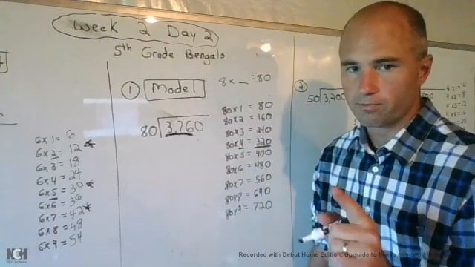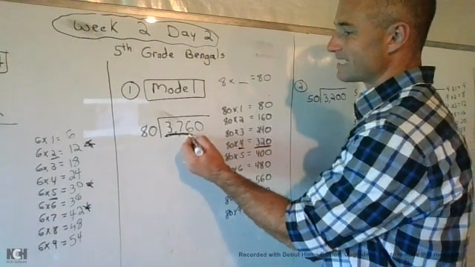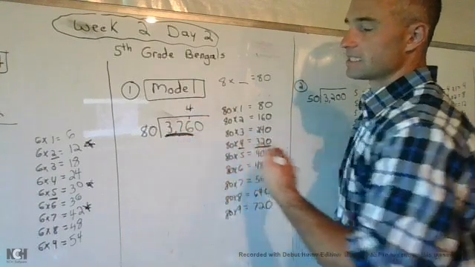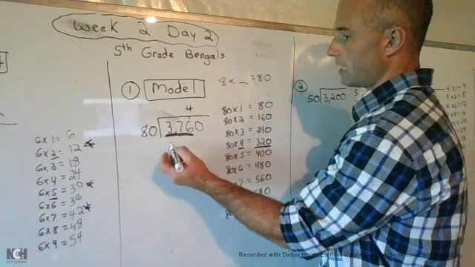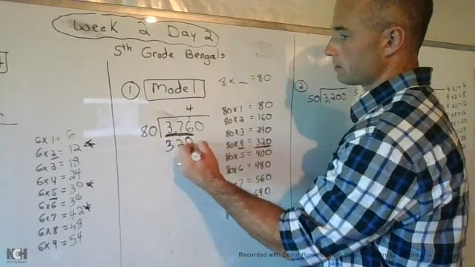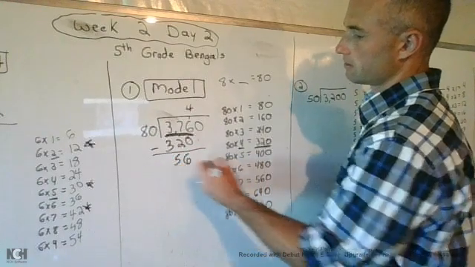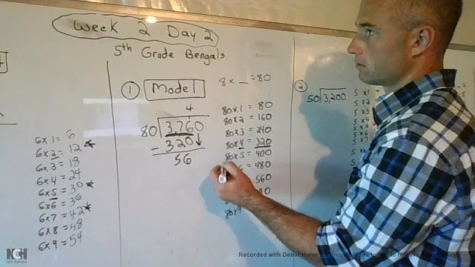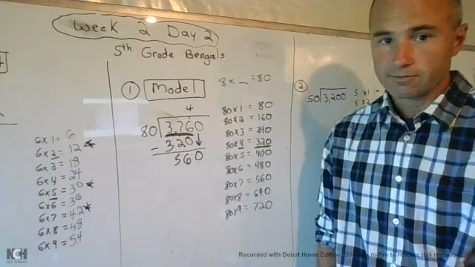So here is another big important piece. The 4 needs to go above the 6 of 376. And then I do 4 times 80 equals 320. I'll subtract to get 56. Now I'll bring down my 0 from the ones place to get 560.